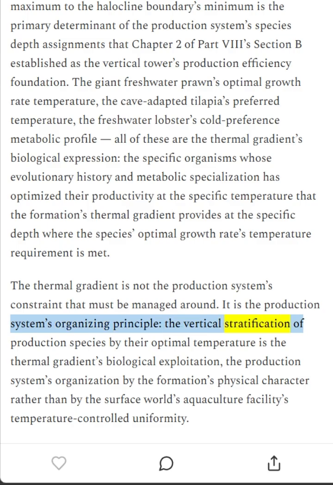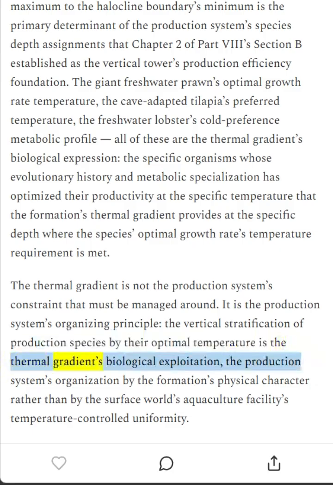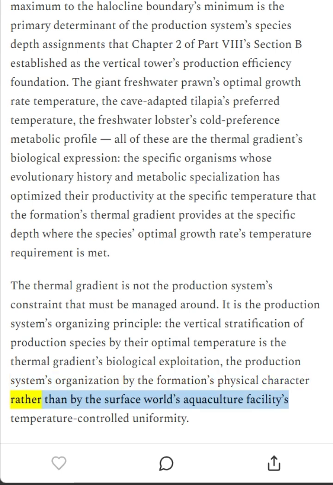The vertical stratification of production species by their optimal temperature is the thermal gradient's biological exploitation, the production system's organization by the formation's physical character rather than by the surface world's aquaculture facilities' temperature-controlled uniformity.